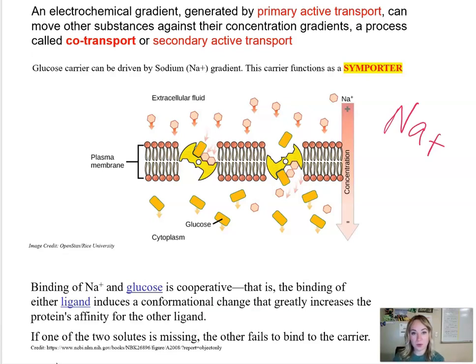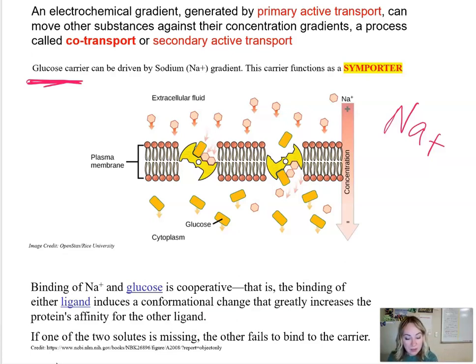Secondary active transport, or co-transport, happens when we accumulate the high concentration gradient of sodium. The sodium will help move glucose across the membrane as well. So this glucose carrier is actually a sodium-dependent carrier. It means if we want to move the glucose across the membrane, that sodium concentration gradient, that electrochemical gradient, is going to drive the movement. So if one of these solutes is missing, the movement is not going to happen.